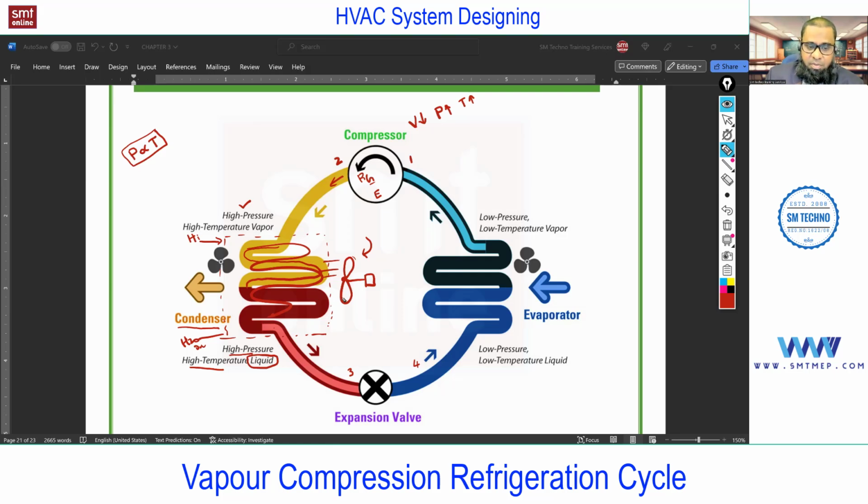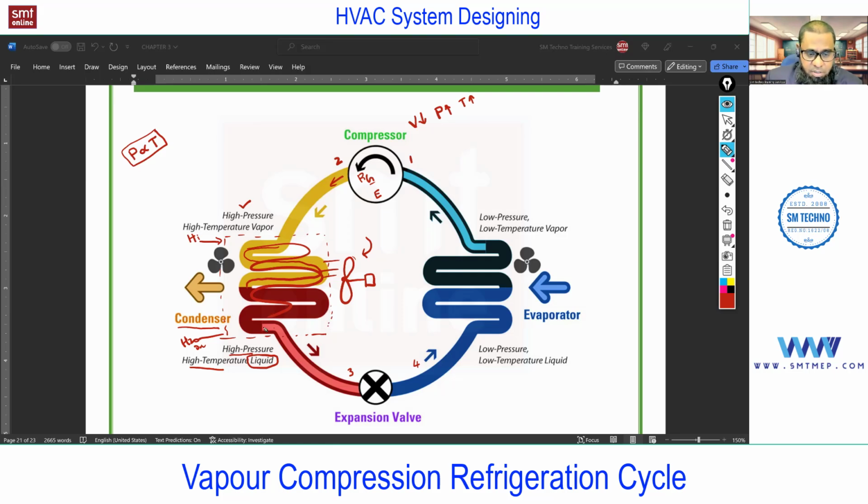So at this level, just remember, if the condenser is cooled by air, we call that system an air cooled system. It can be a chilled water system, it can be a different system, and all come under DX. We'll discuss that in chapter 5. If I'm using water to cool the condenser, we call that system a water cooled system.